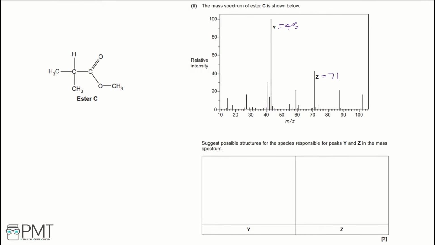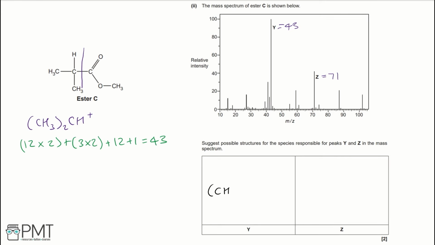split ester C somewhere where we're going to be left with a structure with a relative formula mass of 43. So if we split just before the ester link, we're then given CH3 brackets 2CH+. Working out this relative formula mass, we would have 12 times 2 plus 3 times 2 plus 12 plus 1, and that equals 43. So this reassures us that this is the species responsible for peak Y. So we would then write CH3 brackets 2CH+ in the answer box for peak Y.